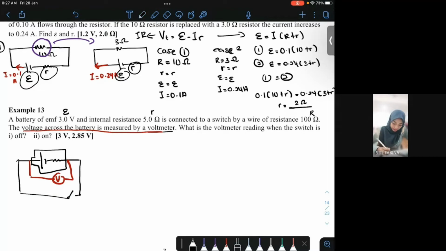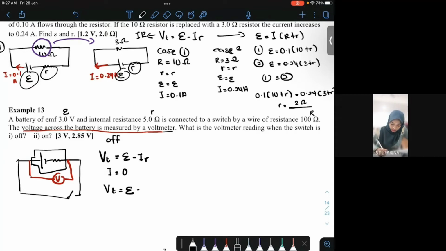So for that, nilai EMF when you off, bacaan voltmeter kamu, V terminal lah kan, akan sama dengan EMF minus IR. When off, I is equals to 0. Current takkan lalu dekat bahagian sini. Maksudnya current tak perlu keluar pun daripada bateri. So V akan sama dengan nilai EMF kamu.